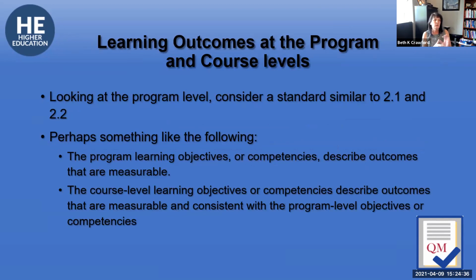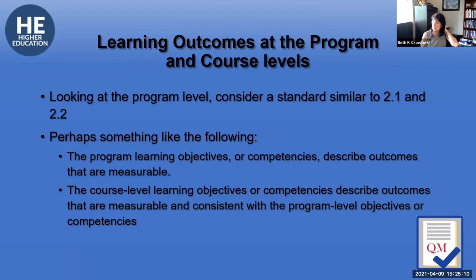So we're going to take it backwards a step. We're going to talk about the learning outcomes at the program and course level. So I know that QM's doing some work on some program processes and program standards, but in the meantime, because I've been to a couple of sessions, in the meantime, we're going to just kind of talk about it amongst ourselves. So if we look at the program level, we might consider standards similar to 2.1 and 2.2. So maybe we would look at something like, the program learning objectives or competencies describe outcomes that are measurable.